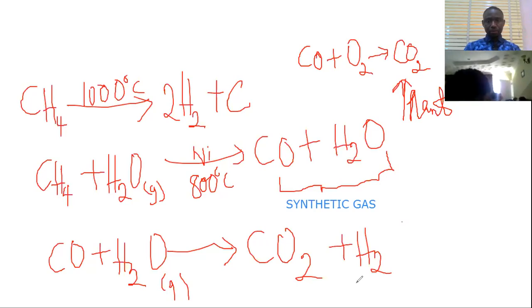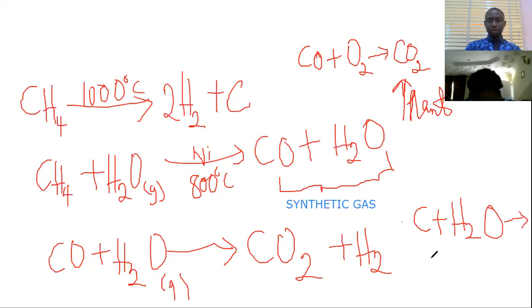Now, steam is passed through red hot coal. That means C is passed through red hot coal to produce water gas. It's still the same thing. We use the reaction C plus H2O giving you CO plus H2.